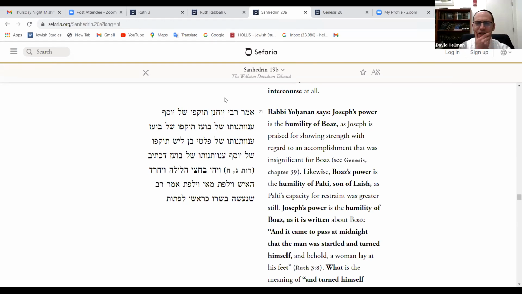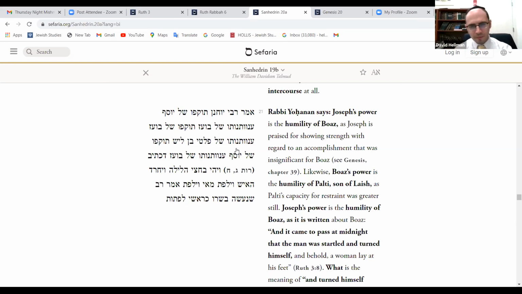This is a Gemara. Amar Rabbi Yochanan. Rabbi Yochanan said, "Tokfel shel Yosef anve tanuto shel Boaz," the strength of Yosef, meaning as great a challenge as Yosef overcame with Eshet Potiphar, and he didn't give in to his desire, is like nothing compared to what Boaz had to overcome. Tokfo shel Boaz, however strong the challenge of Boaz was, Anvetanuto shel Palti ben Laish. It was nothing compared to Palti ben Laish, someone else who we won't deal with.